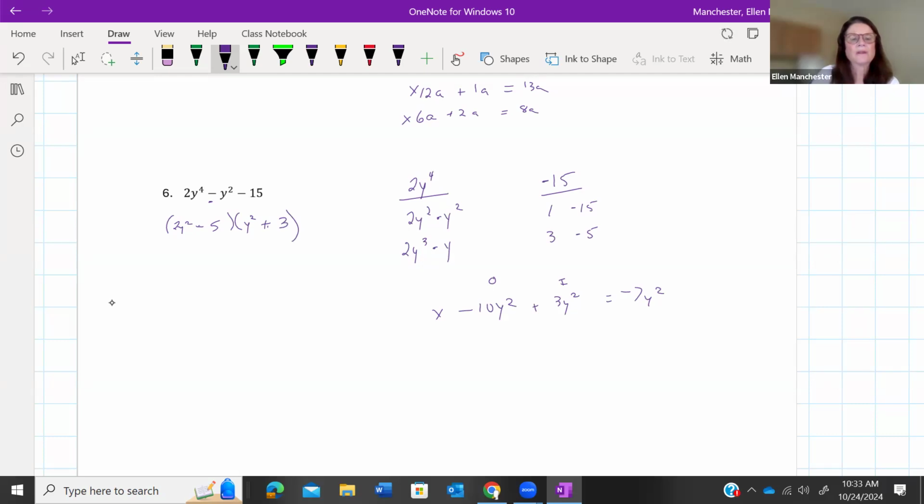Okay, so here we go. 2y squared times 3 is 6y squared. -5 times y squared is -5y squared. Do you see how we're getting closer? We need it to be a -1. So what can we do? What could we change to make it -1?